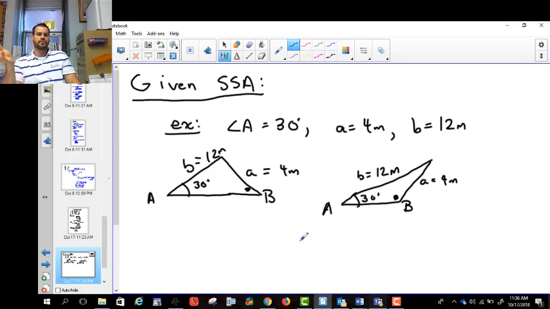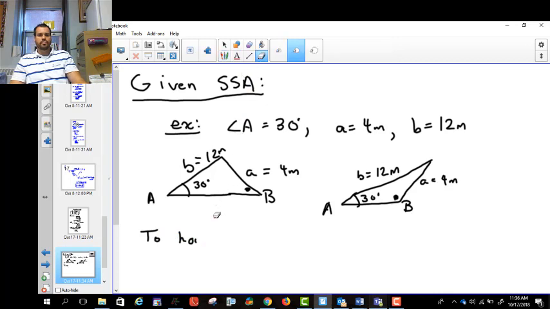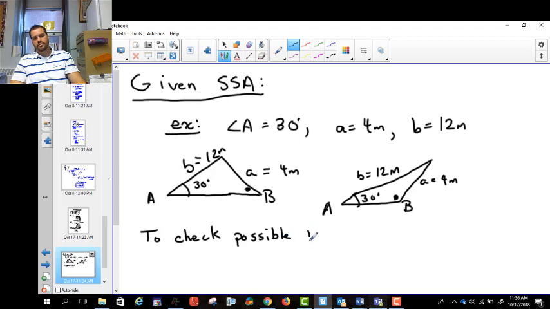So how do we decide if we have an acute angle only, if we have an obtuse angle only, or if we have both as possibilities? And here's what we do. Okay, so to check how many triangles are possible, we're going to pretend for a second that we have a right angle. Okay, so we're going to say, to check possible number of triangles. How do we know how many triangles?